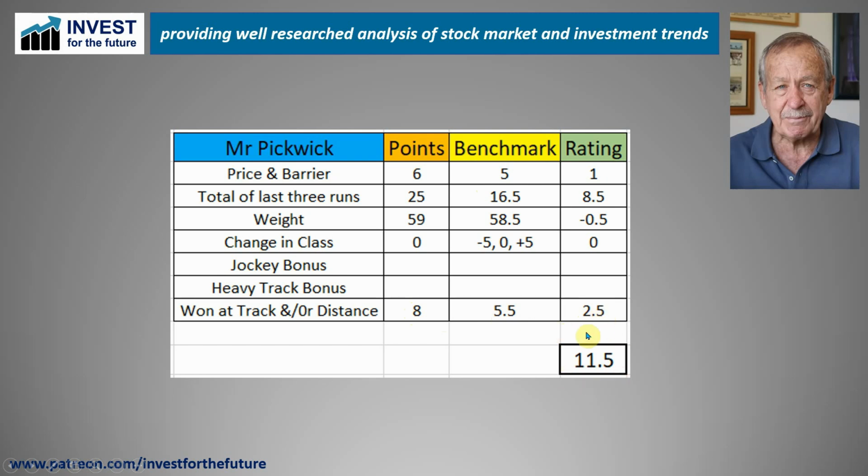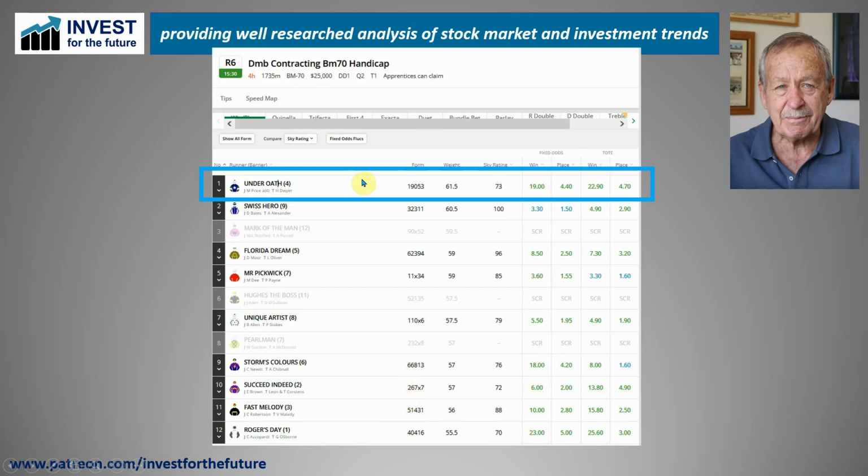And then to get the overall rating for the horse, we just add up all of these numbers, and I've got the spreadsheet set up so that it will do it automatically for you. In this case, Mr. Pickwick has a total of 11.5. And so now let's have a look at another horse in the race.